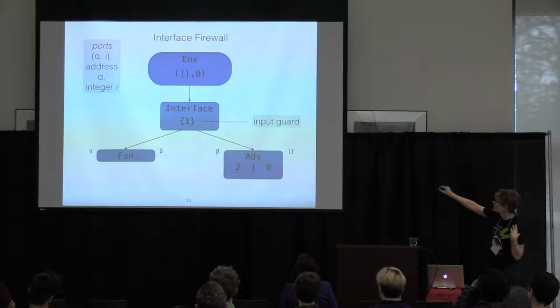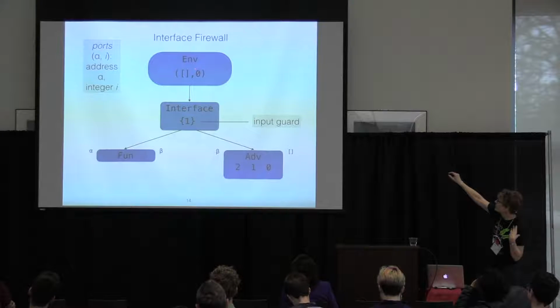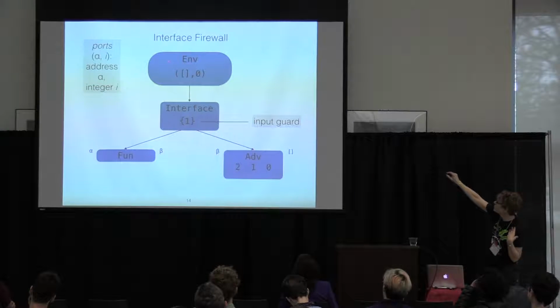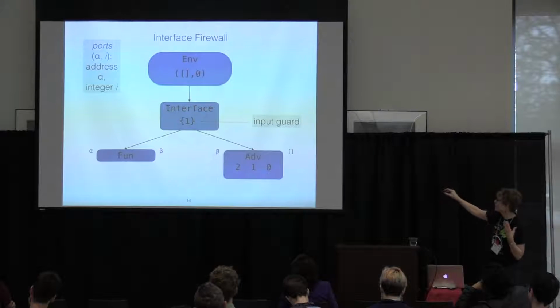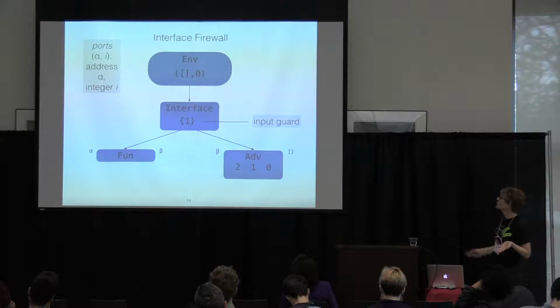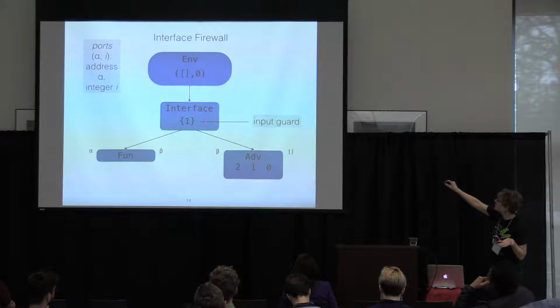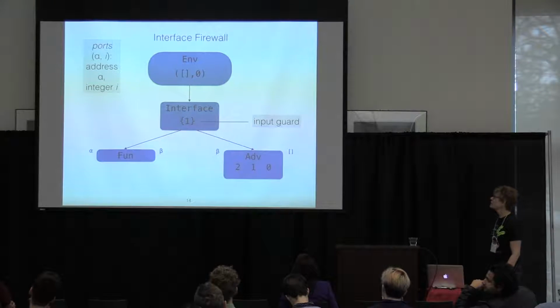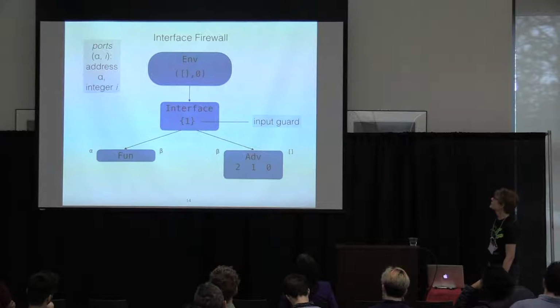The adversary knows it's at beta, and this is the root address of the environment sitting up here. And indeed, the most common channel of communication between the environment and the adversary is between this port and that port index of beta. So messages can flow back and forth like that. There's this thing called an input guard in the interface, and I'll explain that in a second.